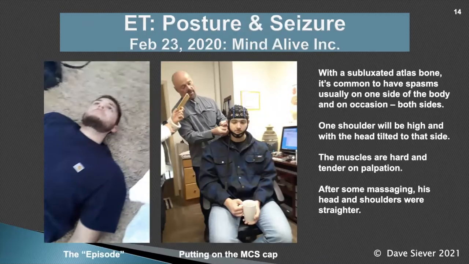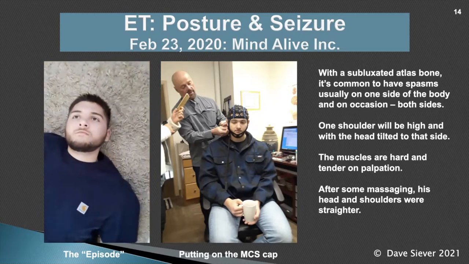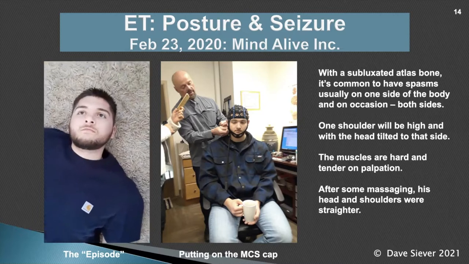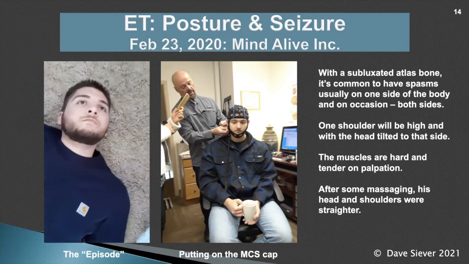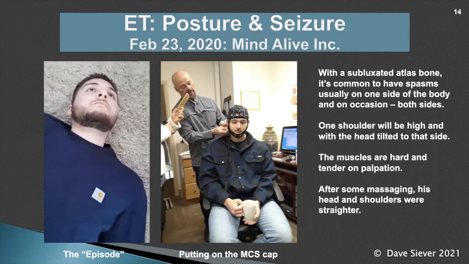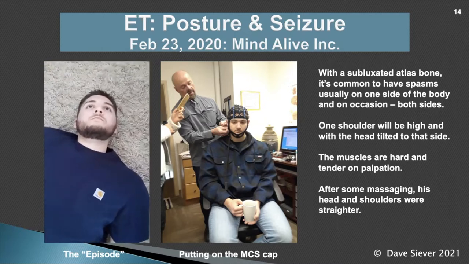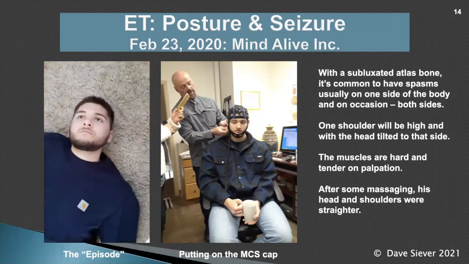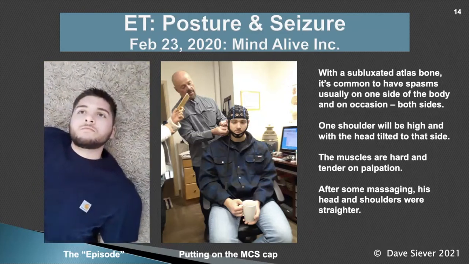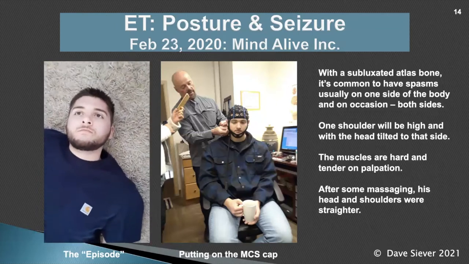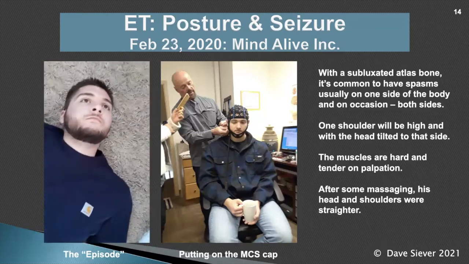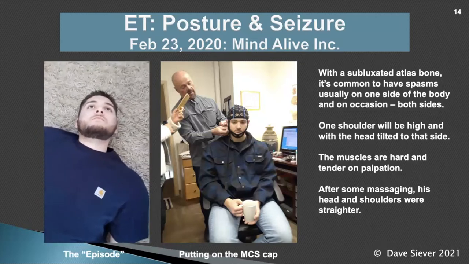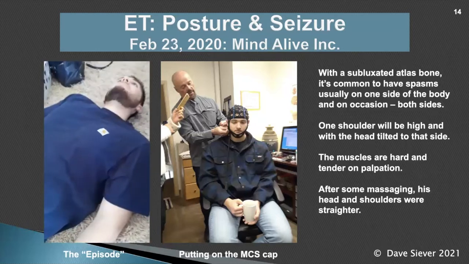Here he is having an episode right here. Now, as you know, one of the things we talked about with the subluxated atlas bone is typically there's spasms on one side of the body, and look how crooked his head is on his shoulder and his neck. I had to give him some massaging just to loosen up that shoulder, and then here I am, you can see I'm putting his cap on, and you can see his eyes are open. With the episode, his eyes are open. And he can hear and he can see, but he cannot move and he cannot speak. And it looks very much like an absence seizure, except it's not an absence seizure.